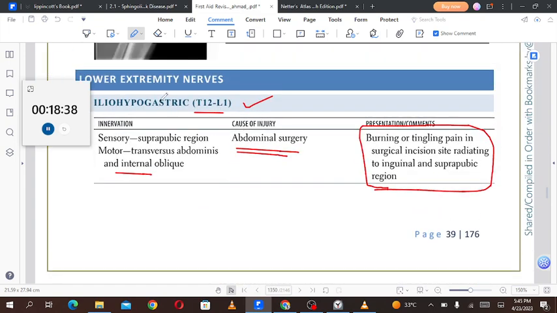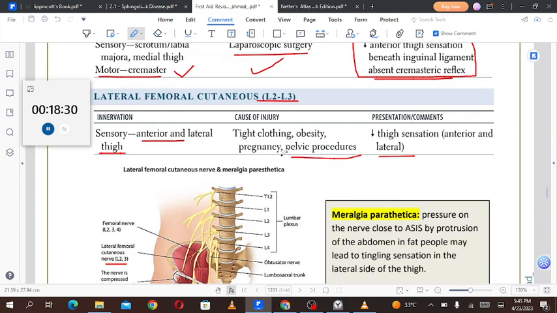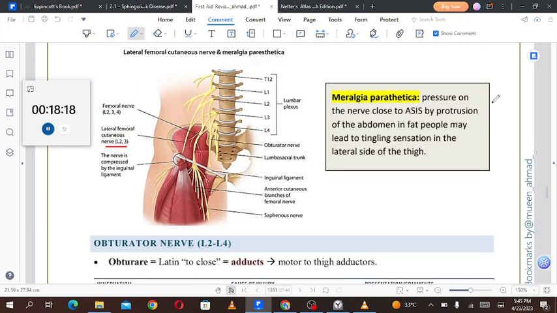So, revising it, the iliohypogastric nerve is damaged during abdominal surgery, right? The genitofemoral nerve is injured during laparoscopic surgery. I guess that is one and the same thing, abdominal and laparoscopic. Okay, so the lateral femoral cutaneous nerve is damaged during pelvic procedures and also with tight clothing and obesity. What is meralgia paresthetica?